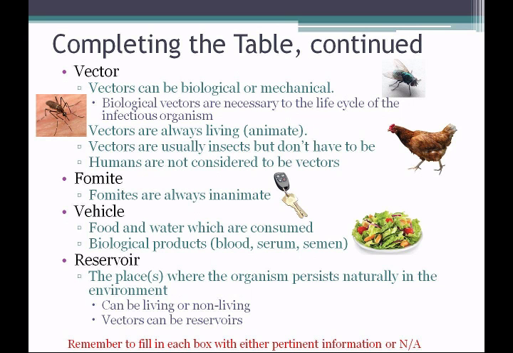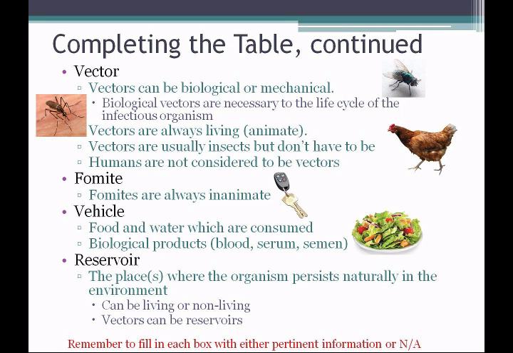Lyme disease is transmitted by a tick, a specific tick. If you're looking at Lyme disease in this assignment, look up what type of tick can transmit Lyme disease. The tick is an active part of the life cycle of the bacterium that causes Lyme disease. We also can find mechanical vectors. Mechanical vectors are things like gnats or flies.